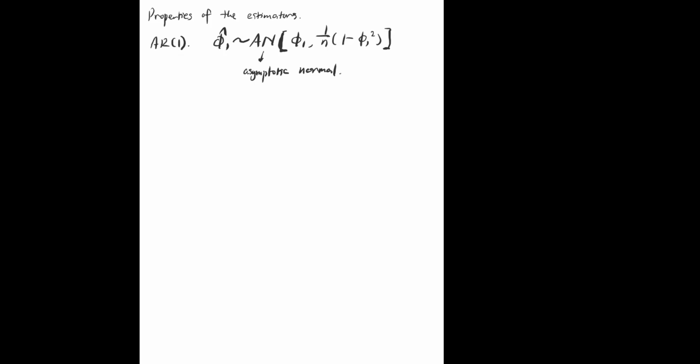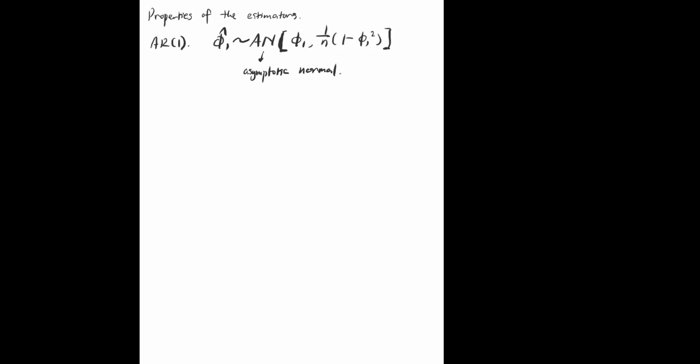Okay, so the coefficient phi1 we get from our AR1 model converges asymptotically to a normal distribution, where this normal distribution has mean phi1, which is the true phi1. Okay, and here's the variance. The variance is 1/n times 1 minus phi1 squared. So from here we can see that this is pretty good. We know that this is an unbiased estimator. The estimator is also consistent, and it also converges to an asymptotic normal distribution.